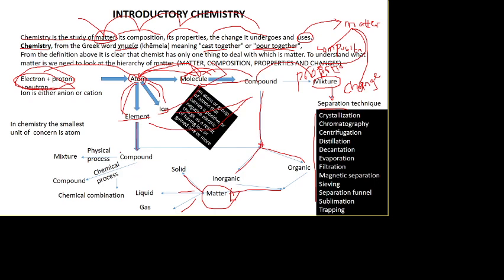Now, compounds can mix together physically, in a physical process, to form a mixture. A mixture is two or more compounds that combine together without undergoing any chemical process. Compounds can also combine under a chemical process to form an entirely new compound. An example of that reaction is an acid-base reaction.